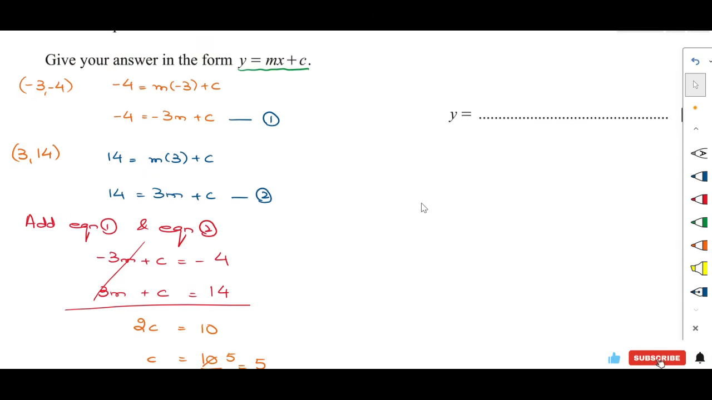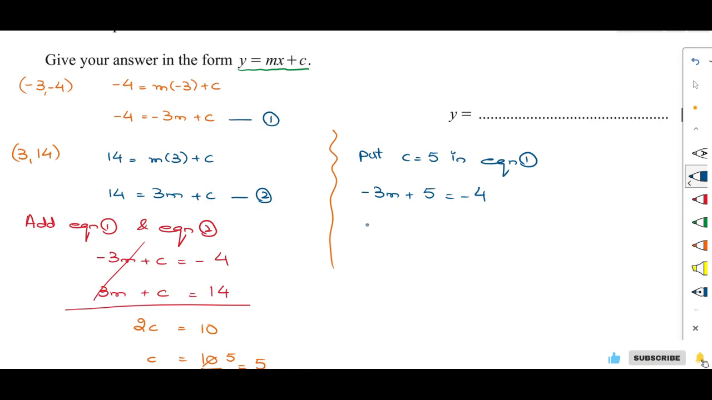Now the second thing is to solve for m, so you can plug the c value and solve for m. So we can say put c is equals to 5 in equation 1 or 2. This is up to you. In equation 1 we can say minus 3m plus c is equals to negative 4. Minus 3m is equals to minus 4, and shift the 5 to the other side, minus 5. Minus 3m would be equals to negative 9.